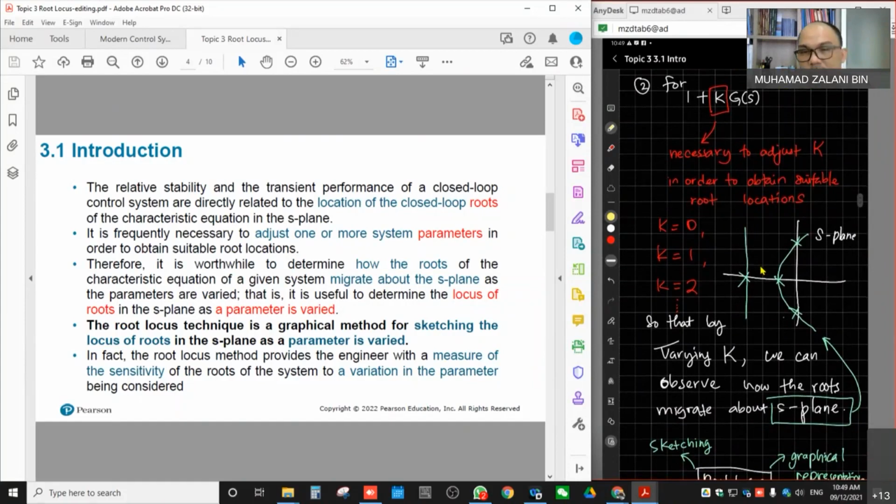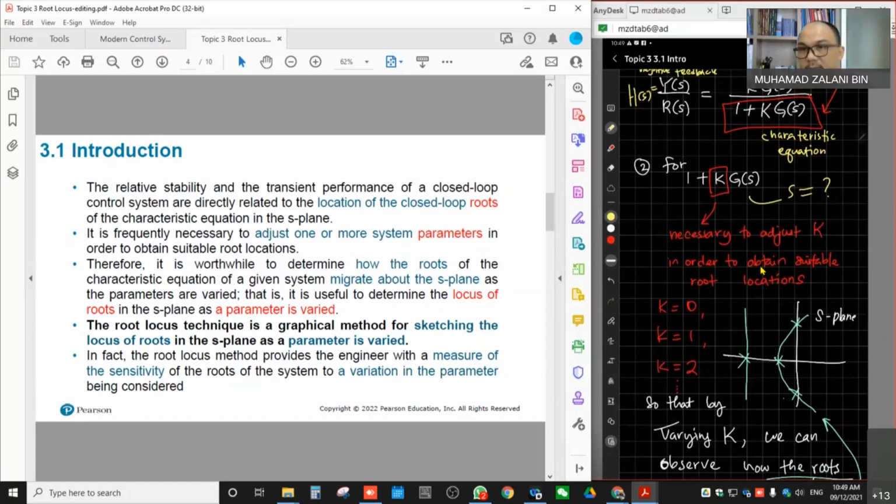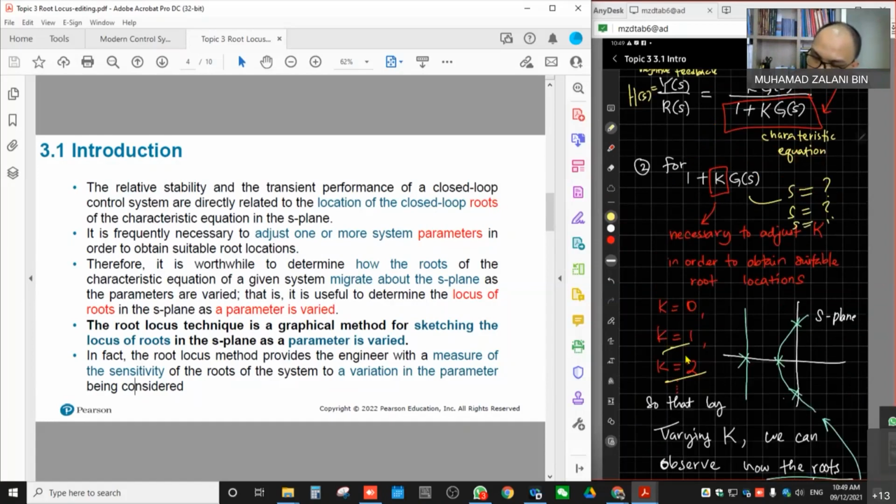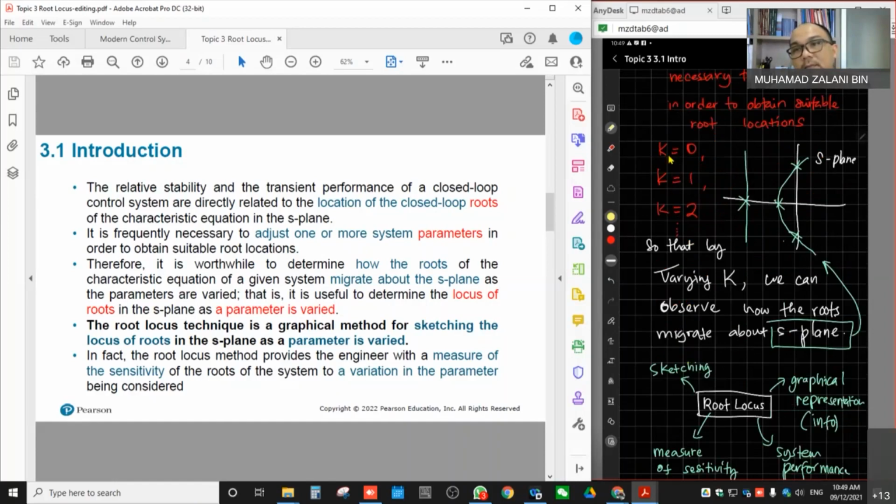Let's say I change K by the simplest method, which is trial and error. Let's say I put K equals 0, then I get the solution of the root equals what? Then I put K equals 1. When K equals 1, s equals what? The root is changing, right? When K equals 2, another root is changing its location. So when we alter K, when we use different values of K, we get different pole locations.